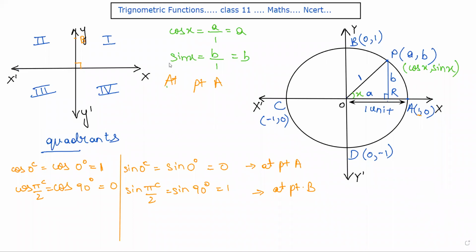Continuing with this, at point C, we have cos. Now the complete angle formed from here to here is 180 degrees. This is 90 and this is 90. Each quadrant covers a maximum angle of 90 degrees. So 90 plus 90, 180 degrees.